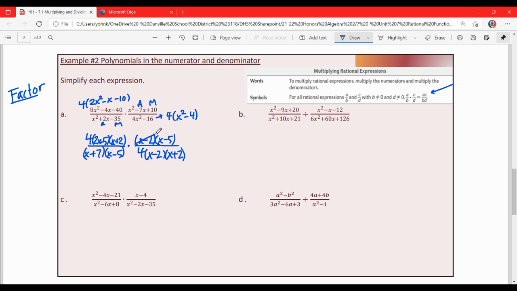So I see an x minus 2 and an x minus 2. I see an x plus 2 and an x plus 2. I see an x minus 5 and an x minus 5. And I see a 4 and a 4. So it looks like on top, I have a 2x minus 5. And on the bottom, I have an x plus 7.